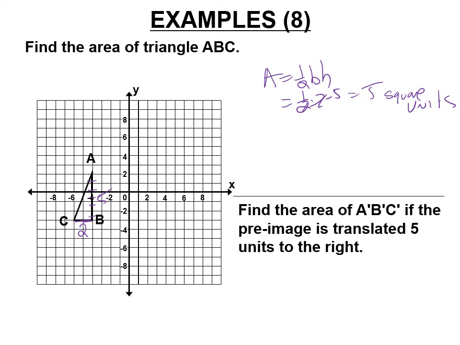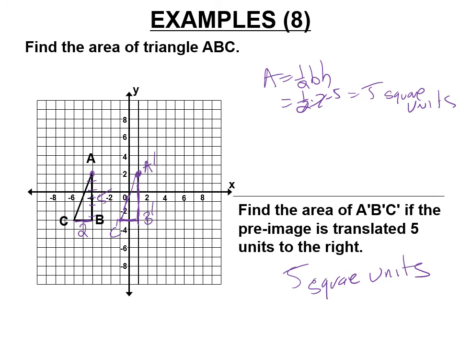Find the area of A prime, B prime, C prime if the pre-image is translated 5 units to the right. Well, it's going to be the same. It's a trick question, sort of, although I just did one. All right, and we are going to do the translation 5 units to the right. So we're at -4. We're going to go over to +1 here. Yeah, so now they can go across. They can be sort of messy on the axis like that. Now there's A prime. You want to label your vertices with your primes, but it's still 5 square units.